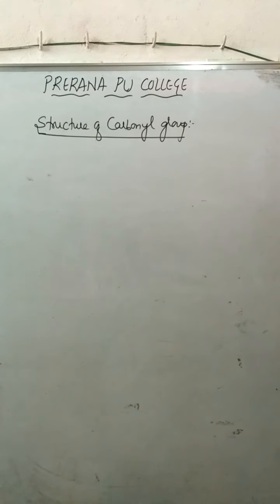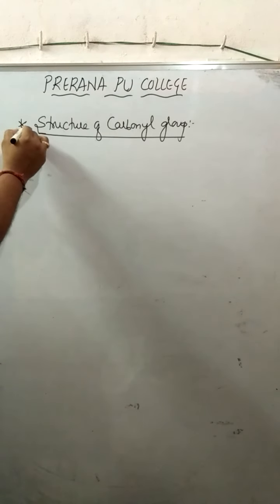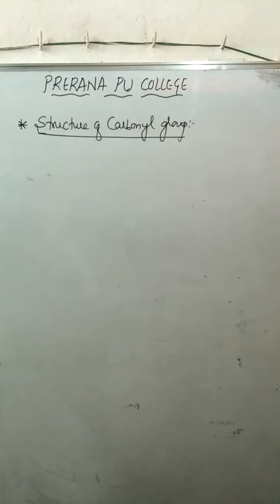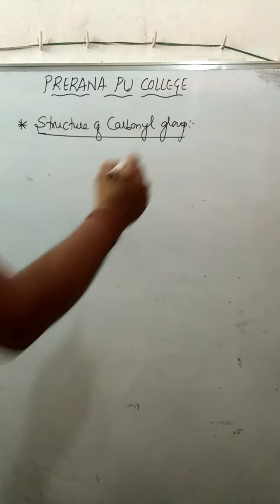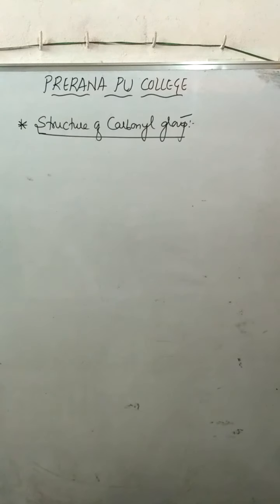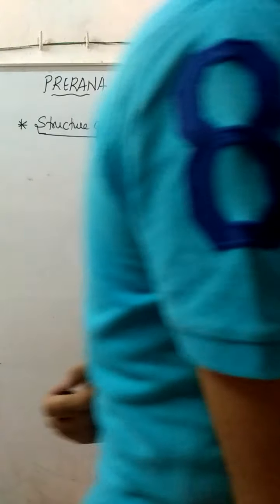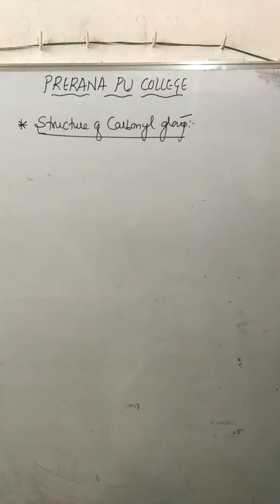Good morning, students. So today let us discuss one more concept from aldehydes, ketones, and carboxylic acids. That is the structure of the carbonyl group. Already we know that in the last week we discussed the meaning of aldehydes, ketones, and carboxylic acids, and along with that, we studied the naming of aldehydes and ketones.